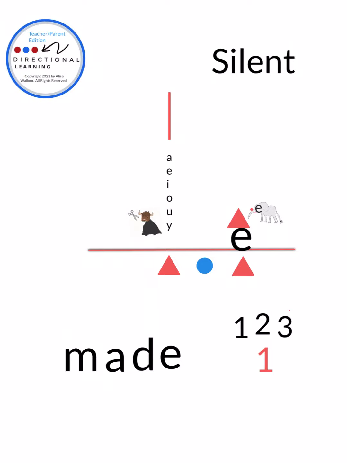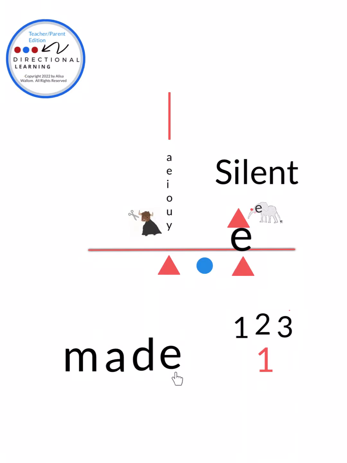Today, we're going to be teaching you how to teach your student all about silent E. They're going to be able to decode silent E in a word by using our pictures, and we're going to tell you a story for the student to remember how to decode silent E and how to see silent E in a word. Well, E is the elephant.